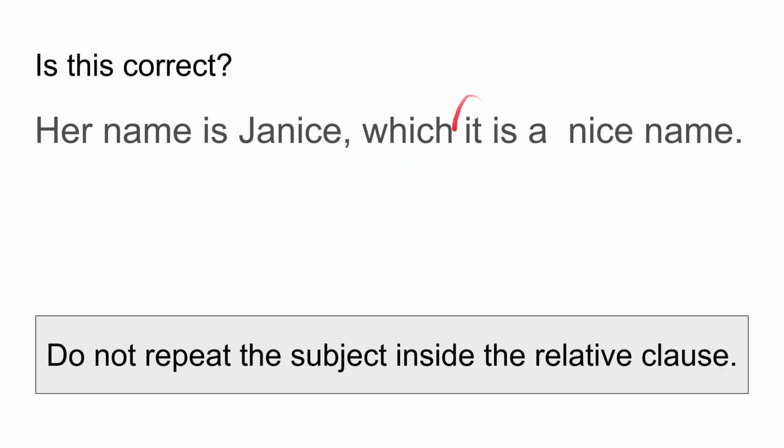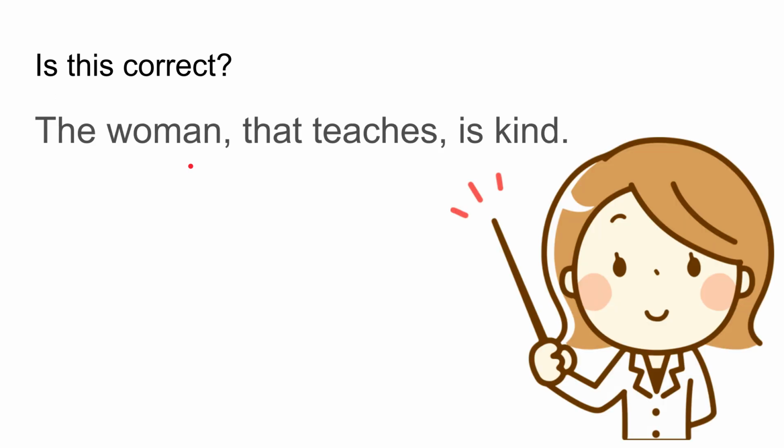So of course we can say it and we can use which, but the problem is that we are repeating the subject inside the relative clause. We already have which, and that's the relative pronoun, and it functions as Janice. So if I add it, I'm repeating the subject, so we don't want it, okay? Her name is Janice, which is a nice name. That's correct.